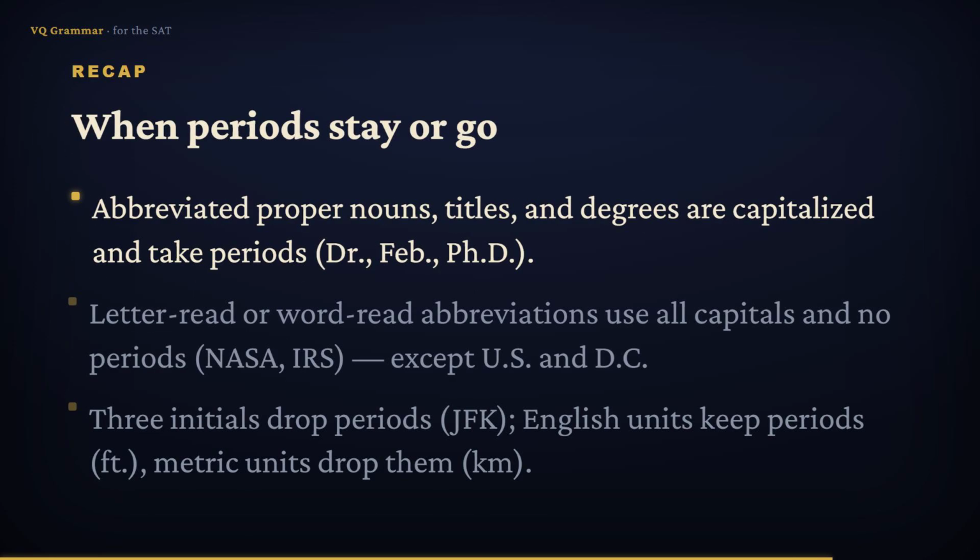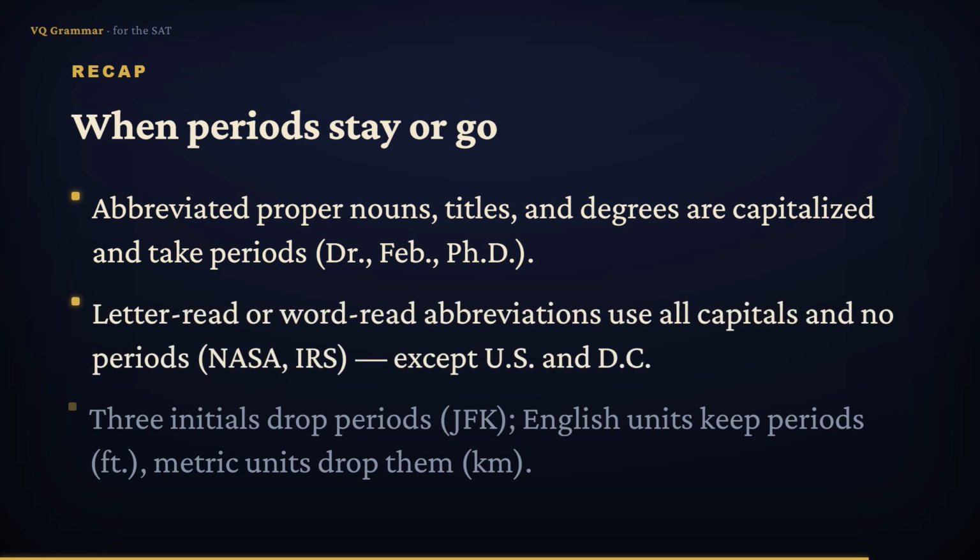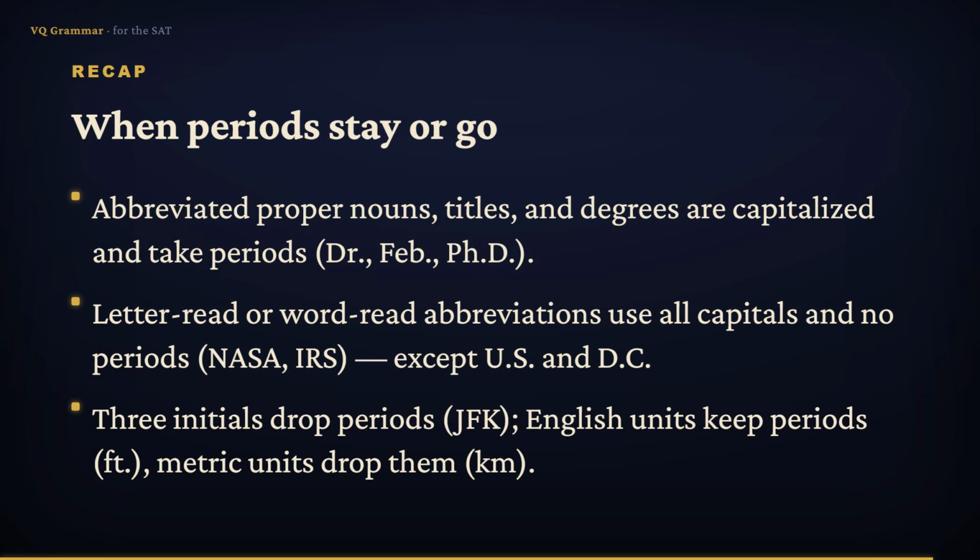Let's wrap up. Abbreviations of proper nouns, titles, and degrees are capitalized and take periods. Dr., Feb., Ph.D. Abbreviations read letter by letter or as a word use all capitals and no periods. NASA, IRS, with U.S. and Washington, D.C. as exceptions. A single initial in a name keeps its period and space, but three initials together drop both, like JFK. And for units, English measures keep the period, while metric measures drop it.